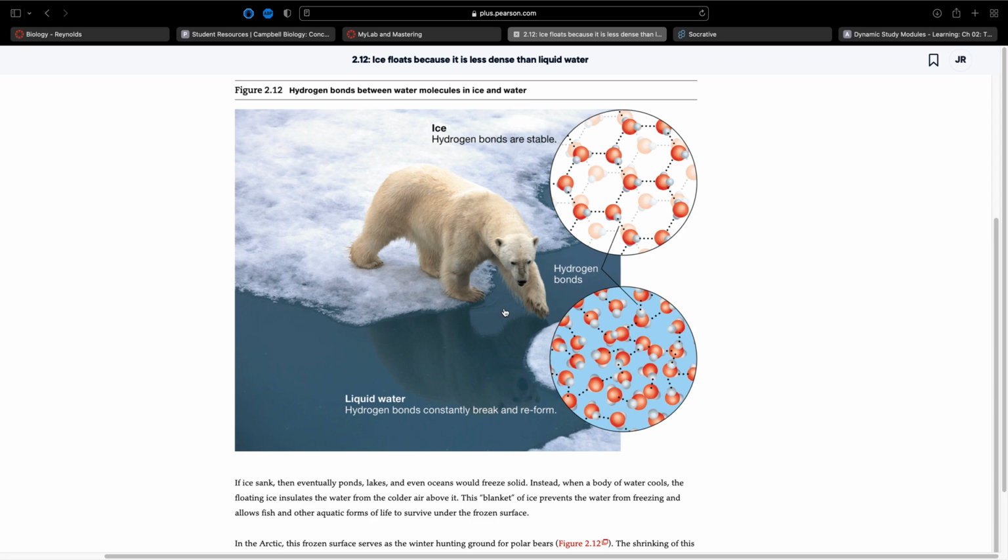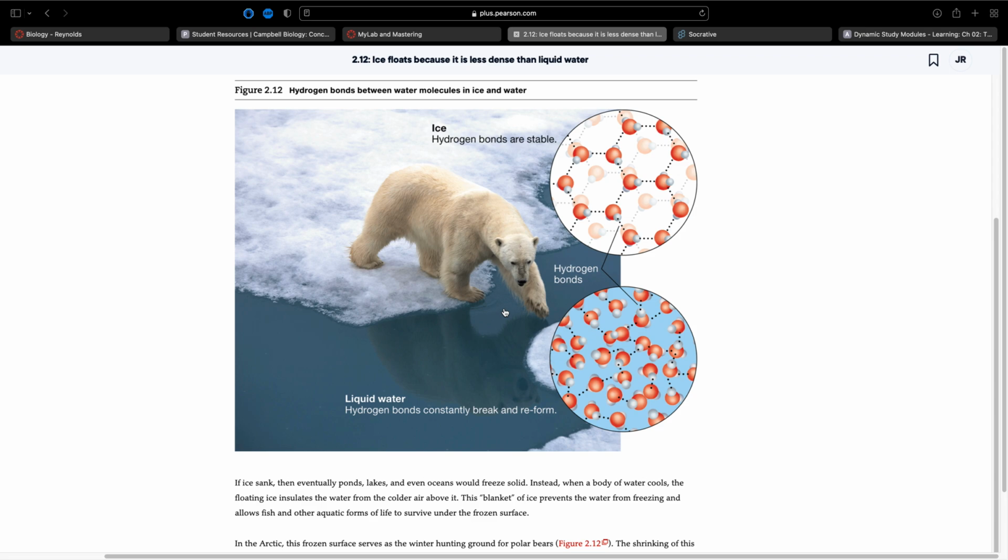Huge thing for life because a lot of life is in water. What would happen to a lake or the ocean if it froze and the ice goes to the bottom first and forms up toward the top? Life going to survive? Most life is at the bottom of the lake or the ocean. They're crawling in the dirt. They're eating each other. They have their homes there. So if ice sank and froze them out initially, every winter it would kill off everything in the lake.